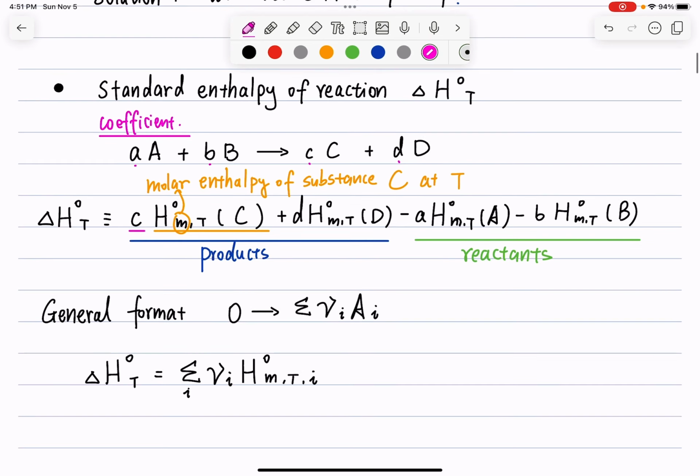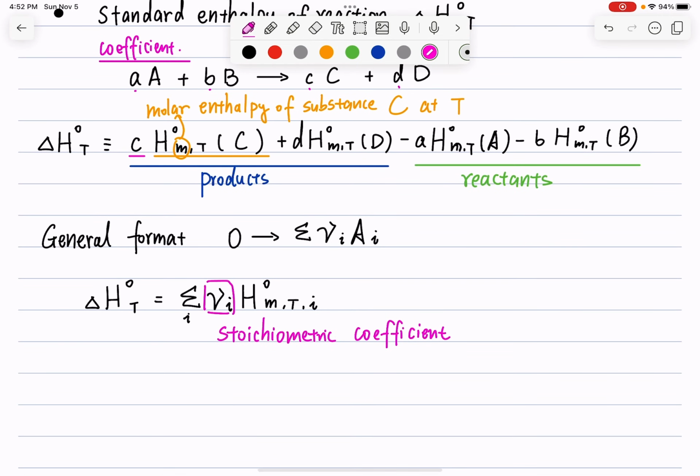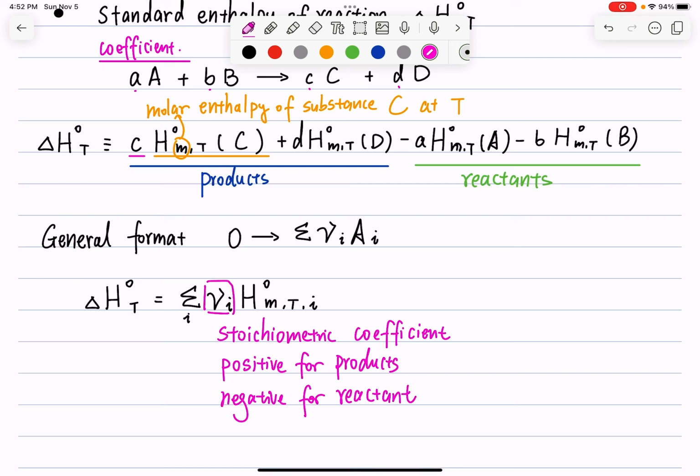And just to refresh your memory, when we talk about the stoichiometry coefficient, it's positive for product and negative for reactant. All right.